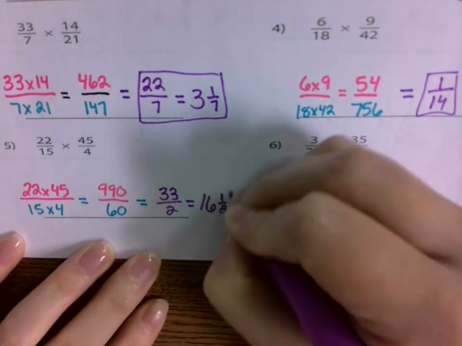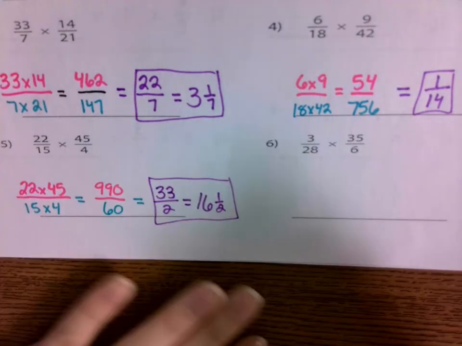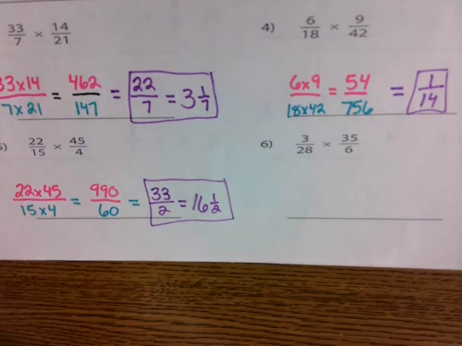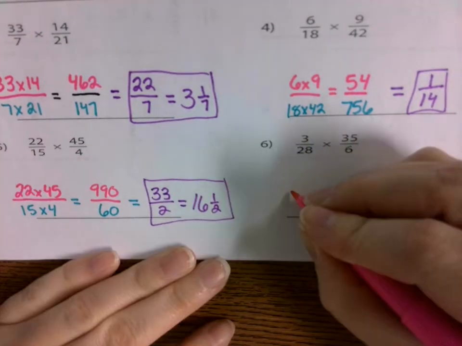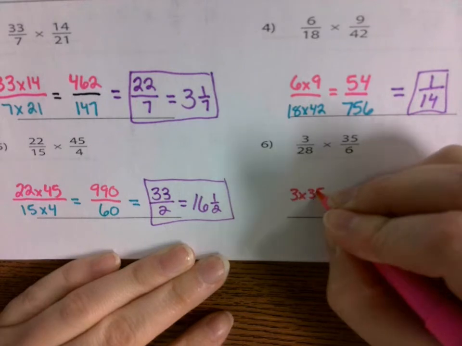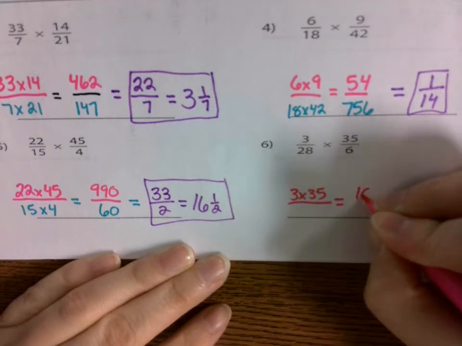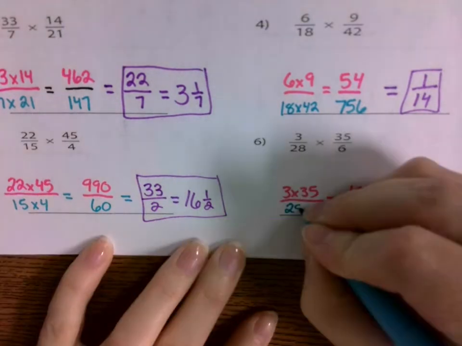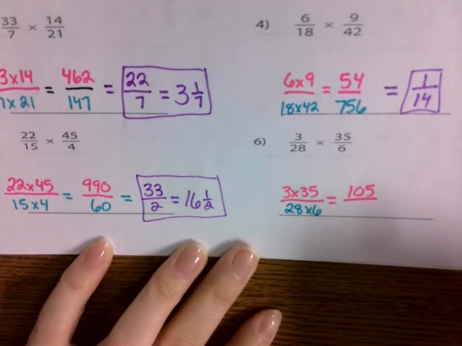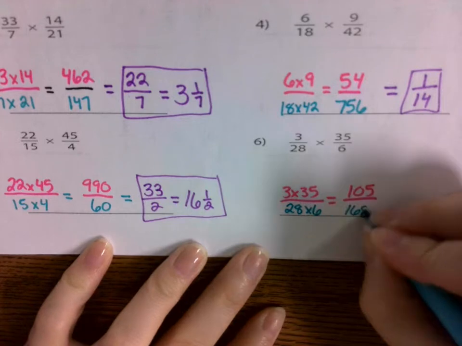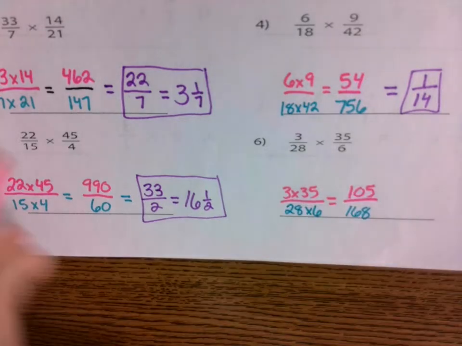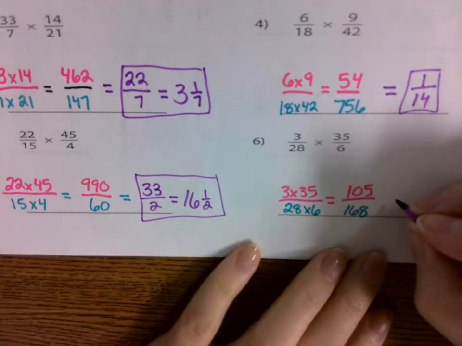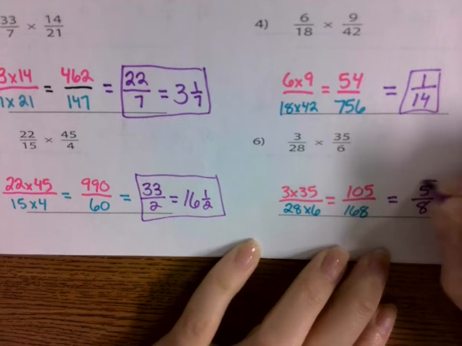Okay, and then the last one, 3 times 35. 3 times 35 is going to come out to 105. Then you've got the 28 times 6, and 28 times 6 is 168. And then it simplifies to 5 over 8. 5 over 8.